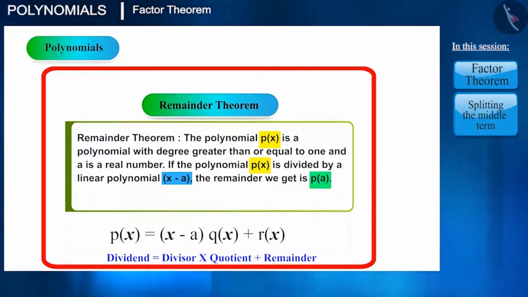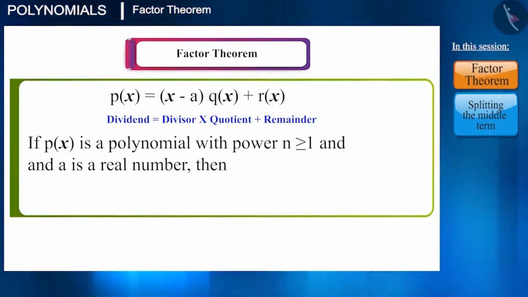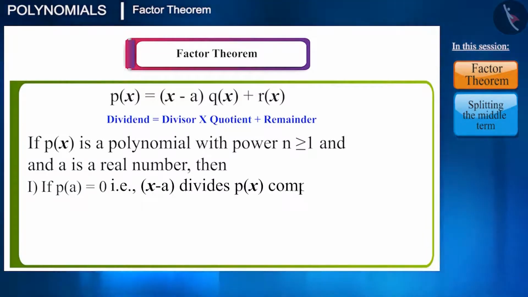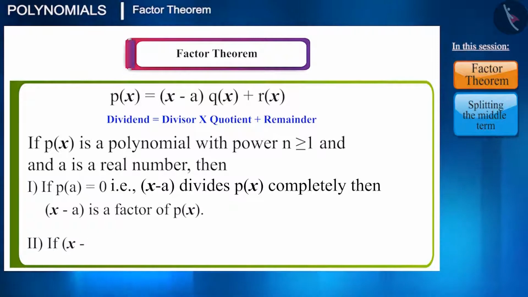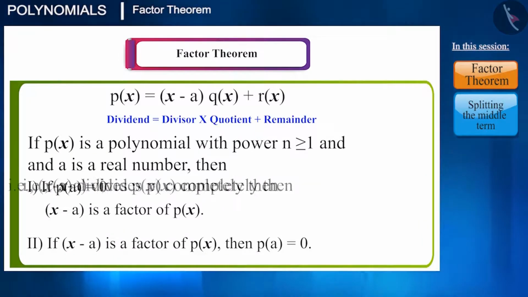a. And taking this theorem one step further, the factor theorem states that if p of a gives the remainder 0, that is, if x minus a divides p of x completely, then x minus a is a factor of p of x. And if x minus a is a factor of p of x, then p of a will be 0. Let's see an example related to this theorem.